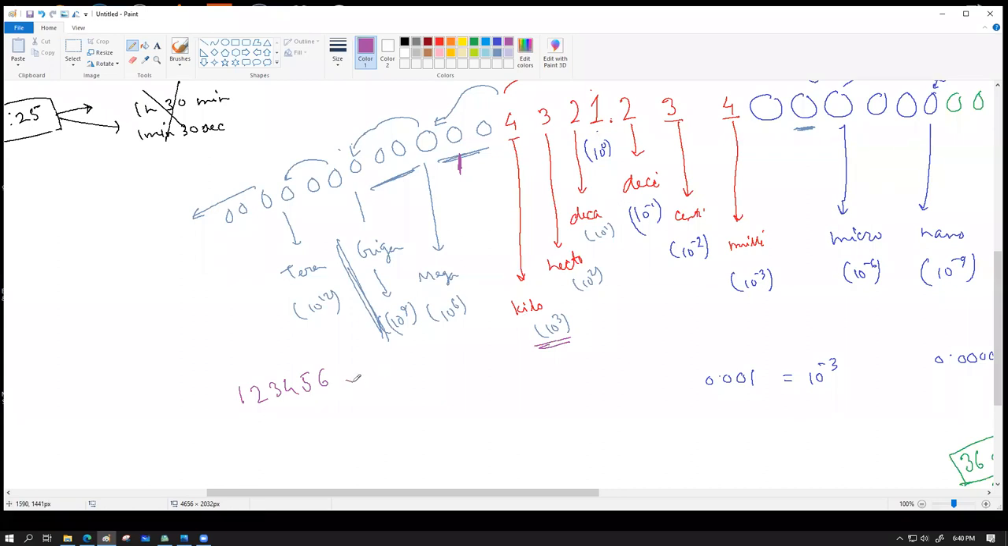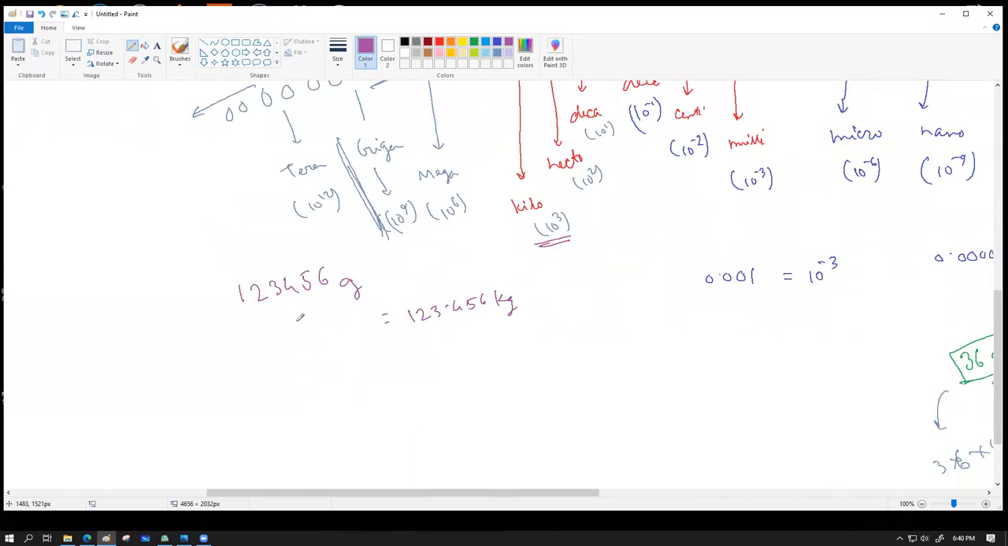If you have, let's say, this many grams, and you want to express this in terms of kg, you can write this as 123.456 kilogram. That is perfectly good. But if you want to express this in terms of mega, then you have to divide this thing by 10 to the power 6, because every mega has 10 to the power 6 embedded within itself. So you can divide this number by 10 to the power 6 in your calculator and see how much you get.